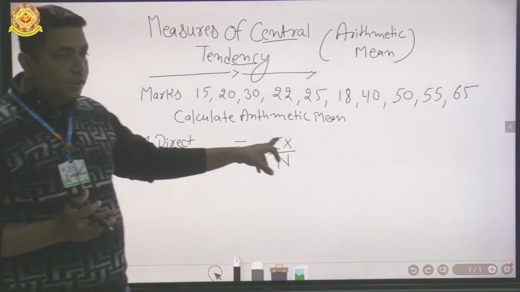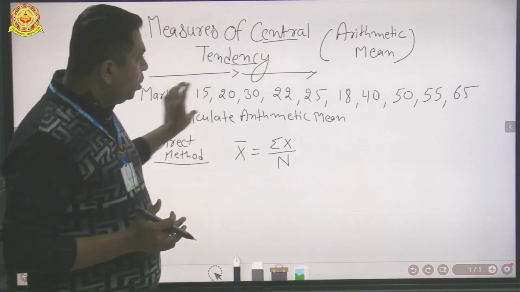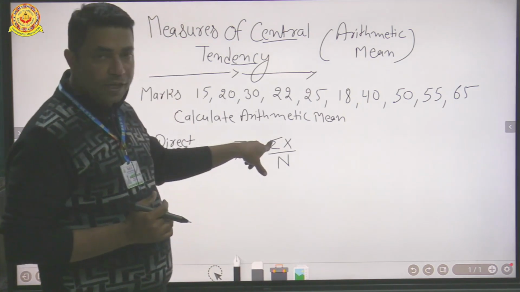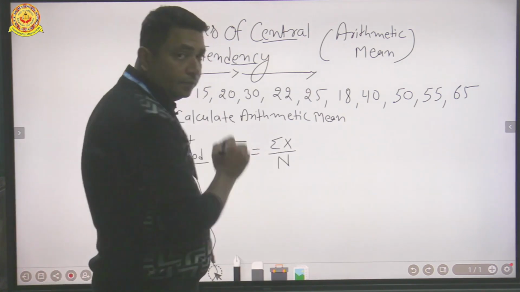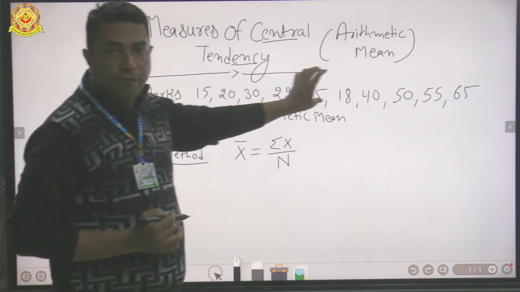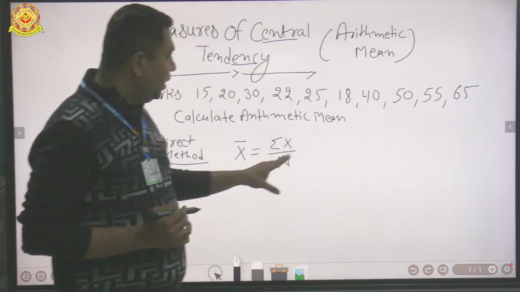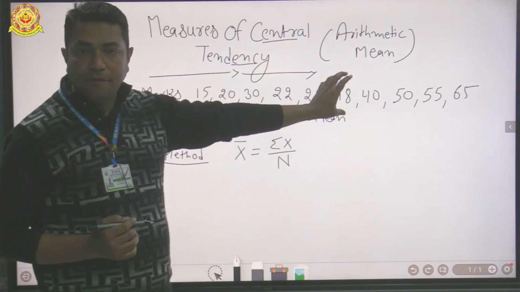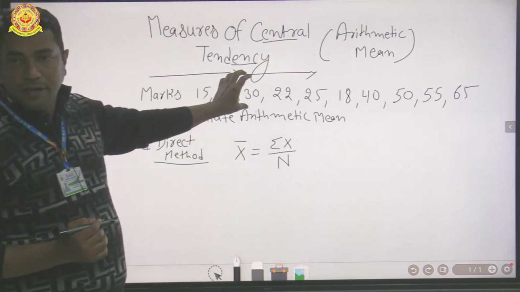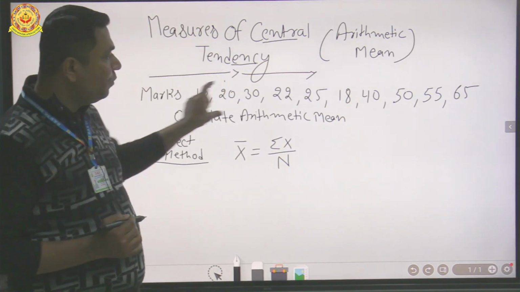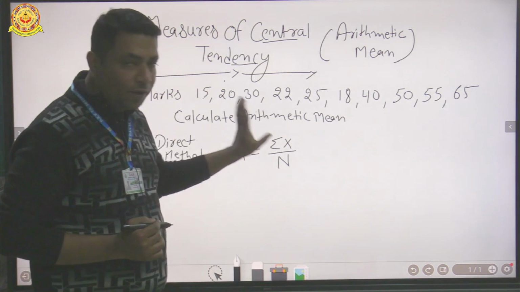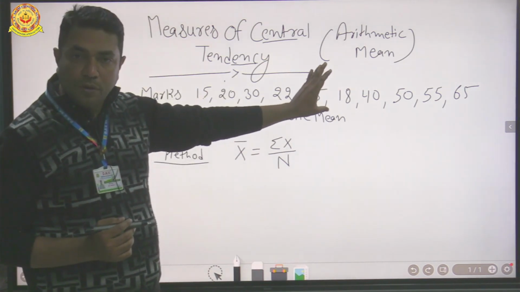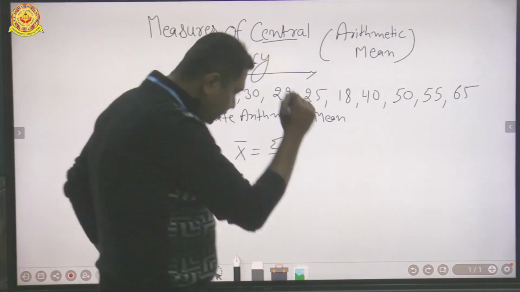Sigma x, the total value of the items. Sigma is the sign of total, so we need to total all the values of the items. It will be divided by n. N is the number of items given in the series. We have 10 students, so the number of items is 10. Now what is sigma x? For that we need to add up all these values. So start the calculation.